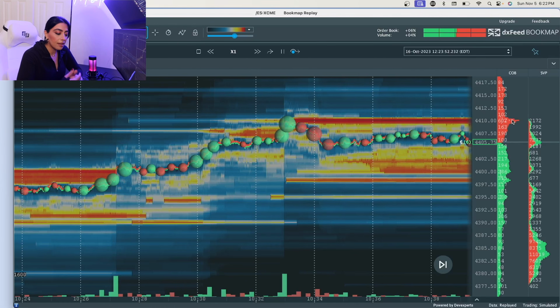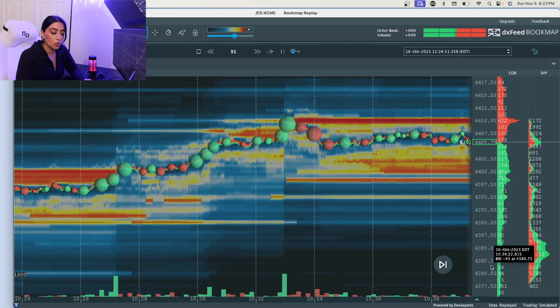So depending on what side of the market that you're on, you want to make sure that you're paying attention to see who is present in the market and what they're looking to do. This is just going to give you insight into buying and selling pressure. It's going to give you insight into when to potentially enter and exit your positions.